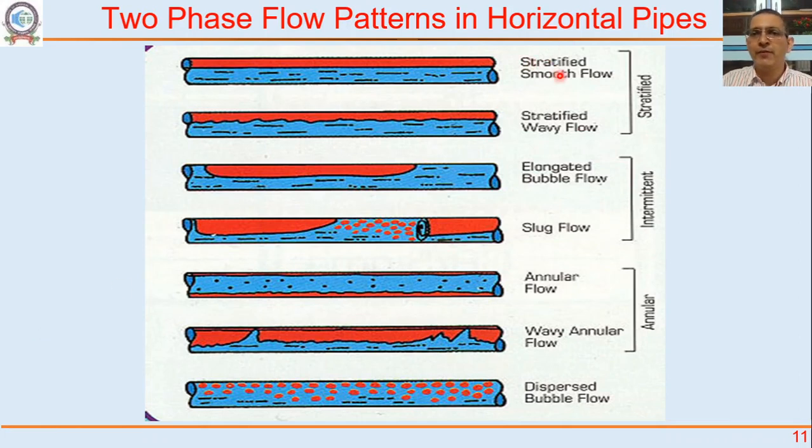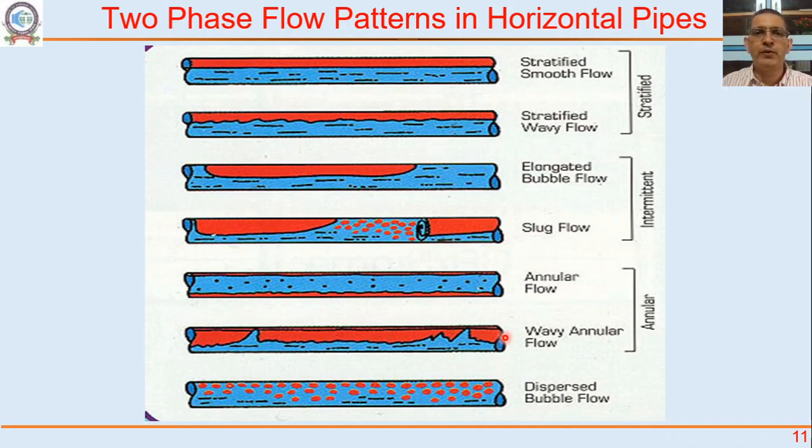Either you can have a stratified flow. So the red is gas, gas going, and a liquid flowing below, stratified flow. It can be wavy stratified. It can be elongated bubbly flow, slug flow, annular flow, which means gas is outside and liquid is inside. Or you can have a dispersed bubble flow, which means liquid is throughout and gas is in the form of bubbles. So different flow regimes are possible when you have two phases flowing in a pipeline.